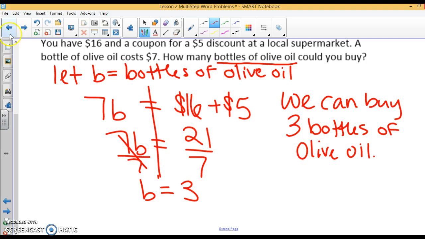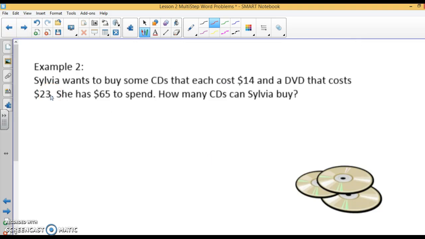So, our next example. It says Sylvia wants to buy some CDs that each cost $14 and a DVD that costs $23. She has $65 to spend. How many CDs can Sylvia buy? Again, we want to always start out with defining a variable first, what we're solving for. So in this case, we're looking for how many CDs she can buy. I'm going to say let C equal CDs.